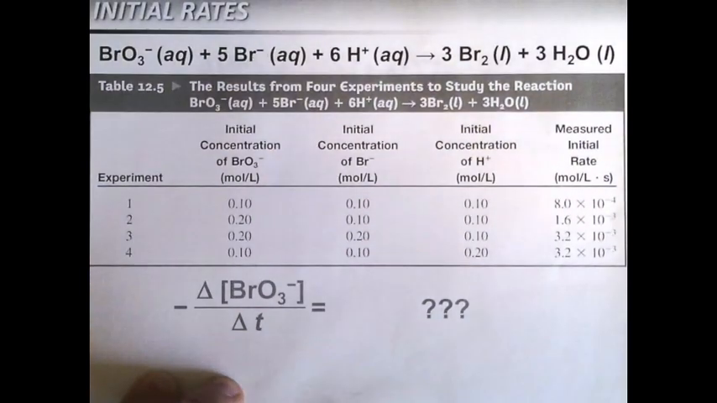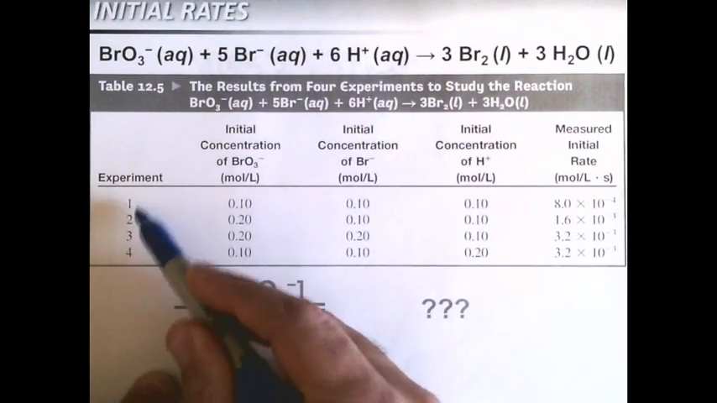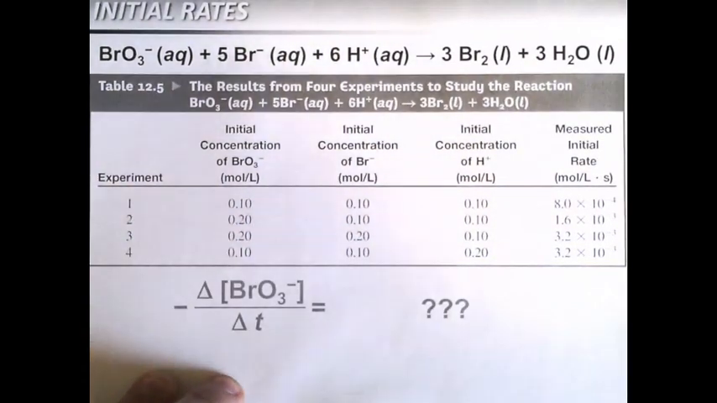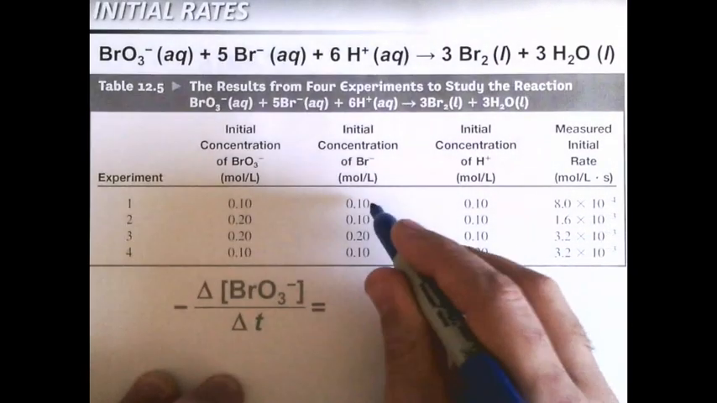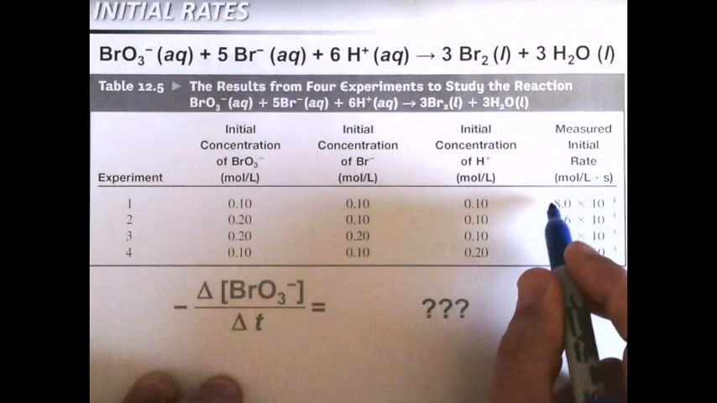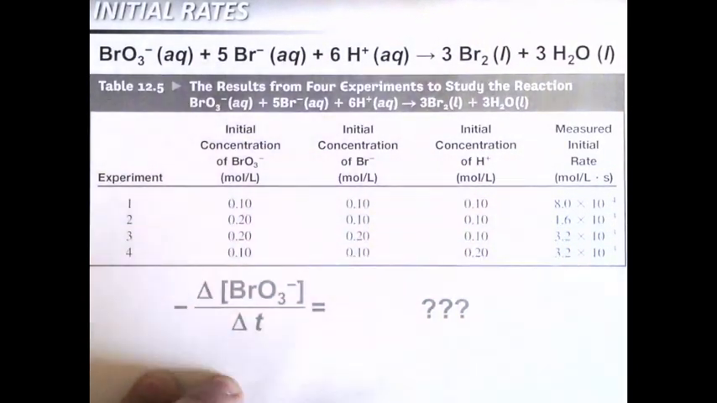So looking at bromate, for example, I can see that between experiment 1 and experiment 2, I go from 0.10 to 0.20 molar concentration of bromate, and nothing else changes of the other concentrations. That means any change I see in my initial rate has to be entirely because of the bromate.